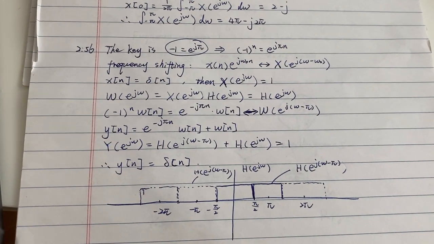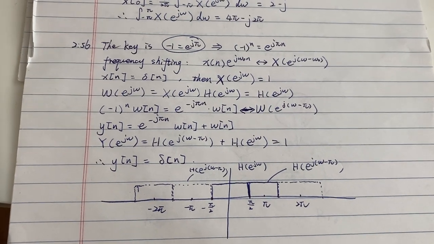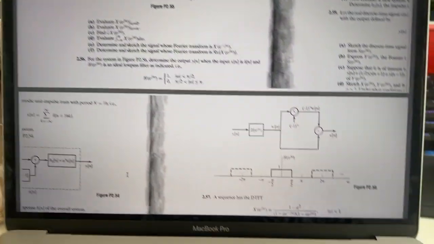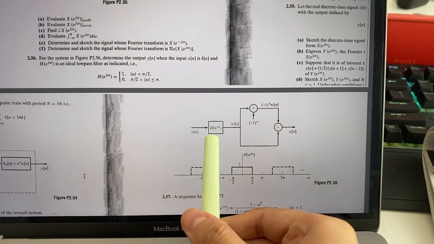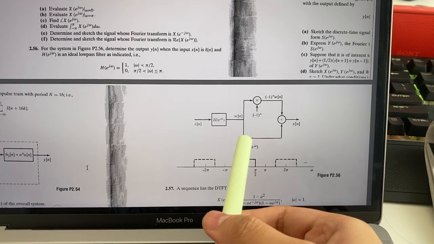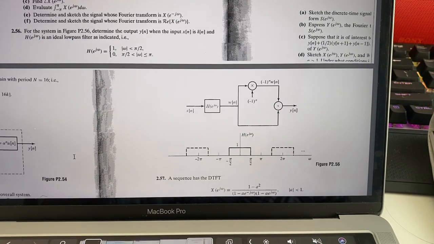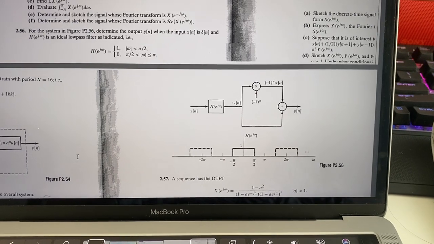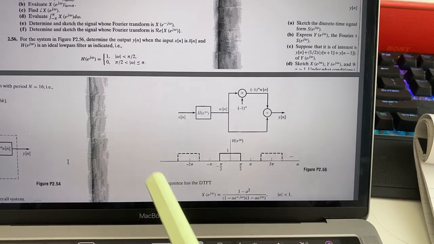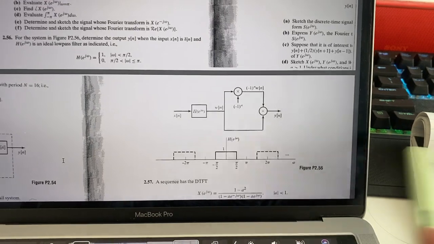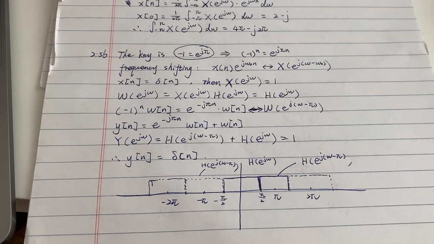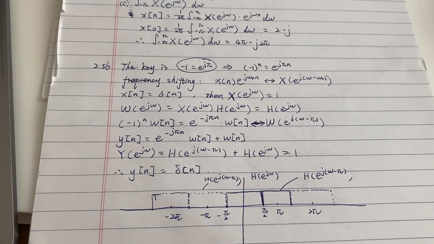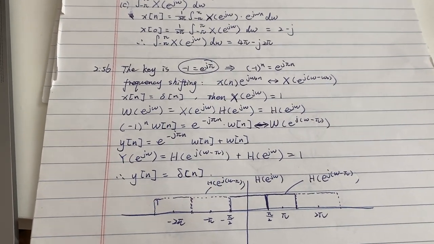And the first question I'm going to talk about is 2.56. In this question, we've been given an input, a low-pass filter, the whole system of a signal processing system. And here's the detailed diagram about the low-pass filter. And we've been asked to find out the output Y according to the whole system and the input X.